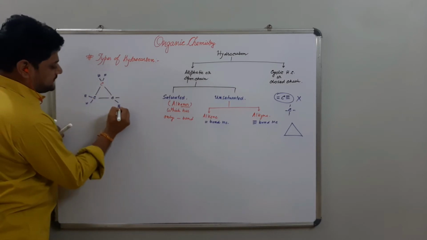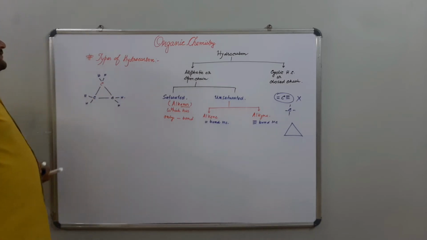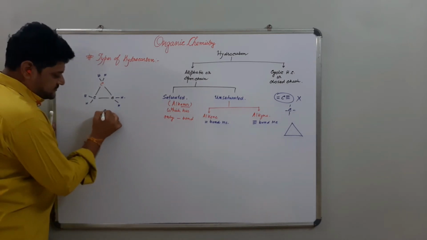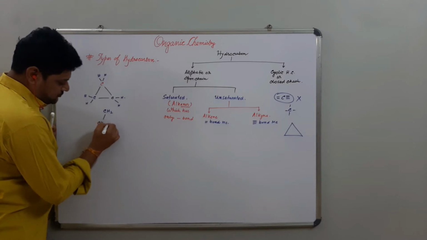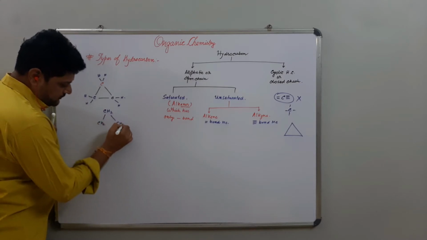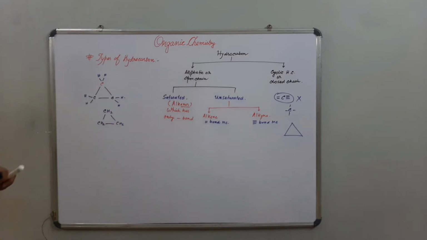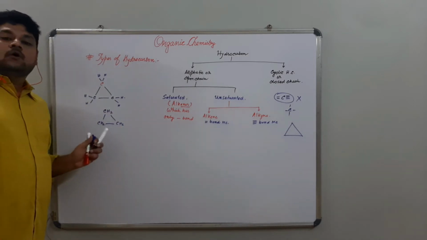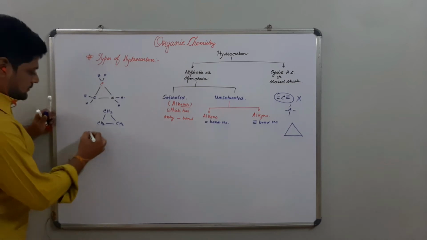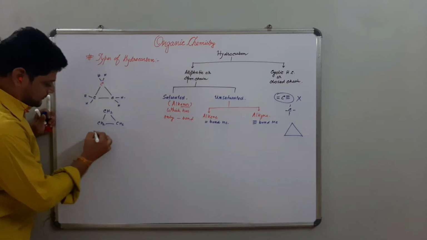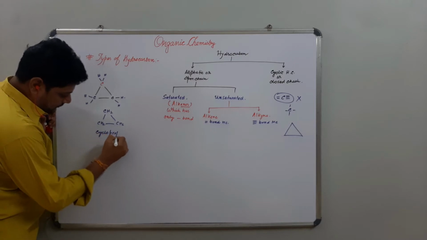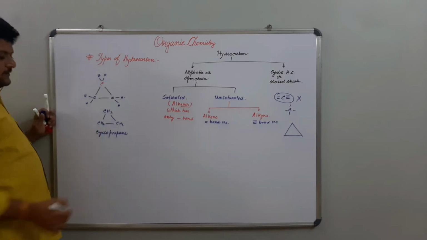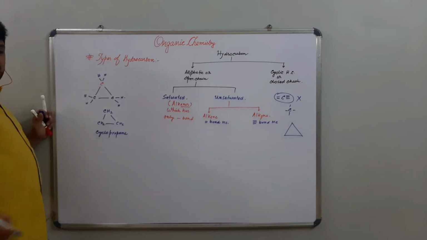Okay, then it only can satisfy. Okay, this is the structural formula: CH2 single bond CH2 single bond CH2 and single bond. So what is this called? Cyclopropane. Why cyclo? Because this is a cyclic chain, a closed chain.